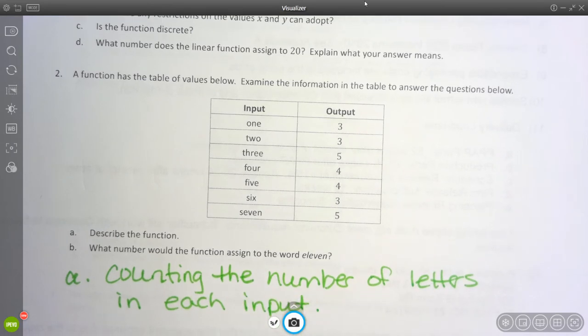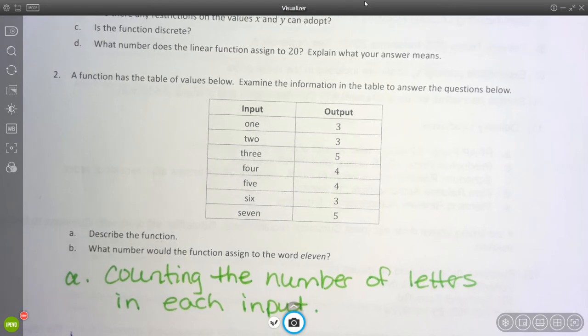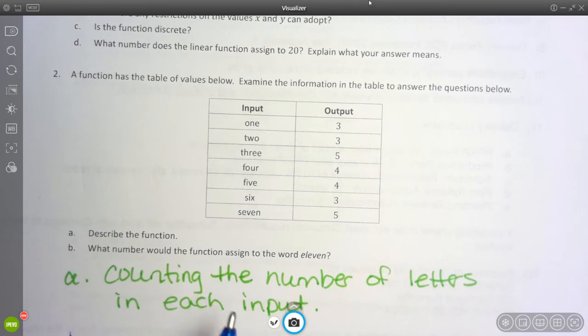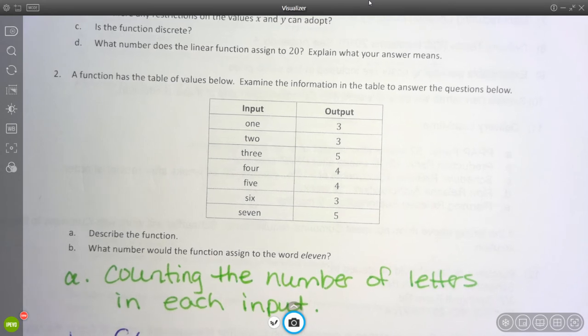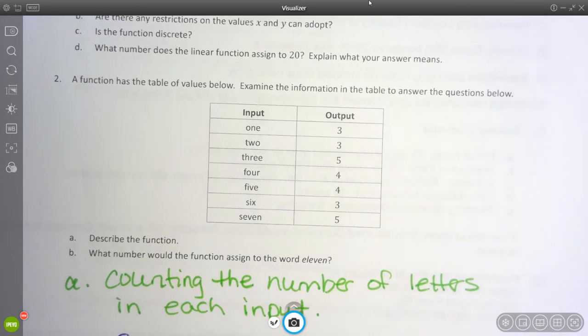And for B, what is the function assigned to the word 11? The function of 11, if we input 11, we're going to get out 1, 2, 3, 4, 5, 6, because there's 6 letters. Let's go on to number 3.